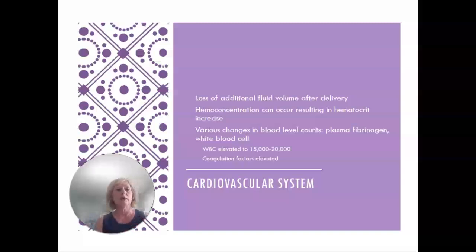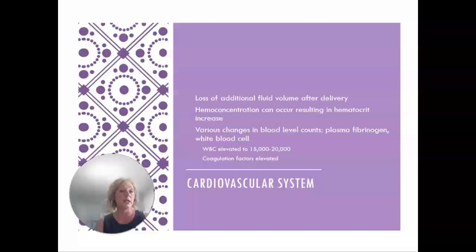So we always want to make sure we look at the blood levels and look at the hemoglobin, hematocrit, all of that kind of stuff in a contextual way. There's other changes that are going to happen as far as our plasma fibrinogen and our white blood cell count. A lot of times our coagulation factors are going to be elevated, so our clotting factors are going to be elevated, which is going to predispose that mom to potential for thrombophlebitis. So get them up and ambulate. Use the SCDs if they've had a C-section. Make sure they're doing the foot pumping. Make sure that they're moving their legs around.